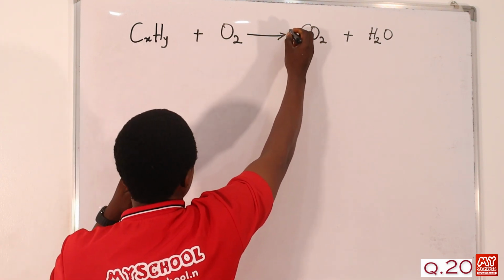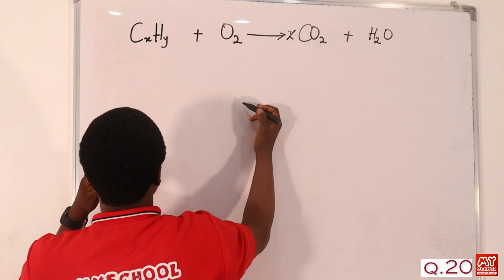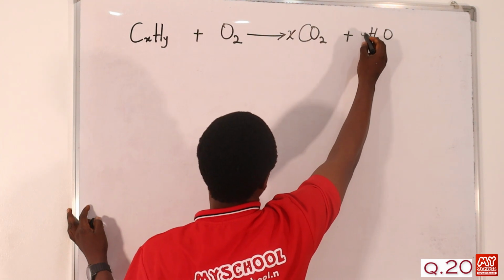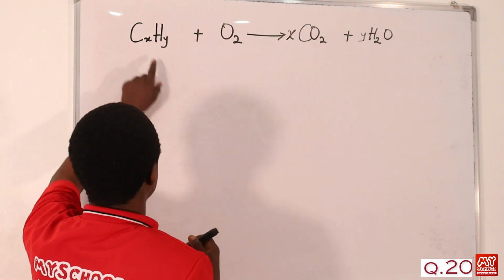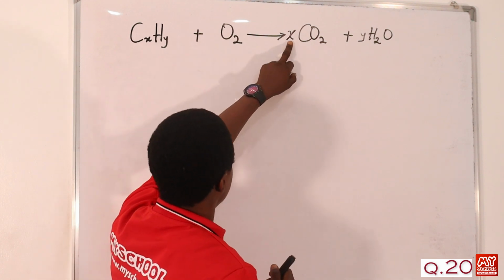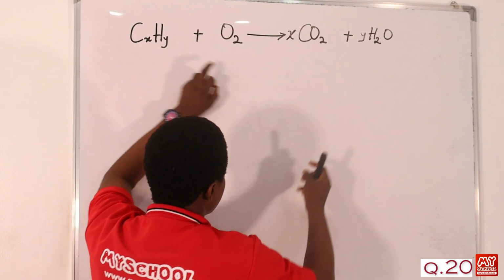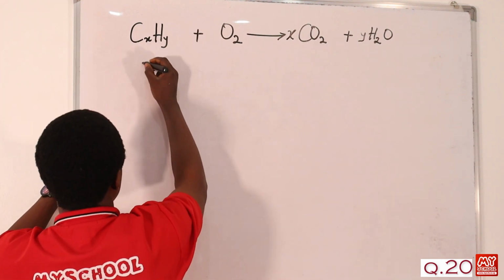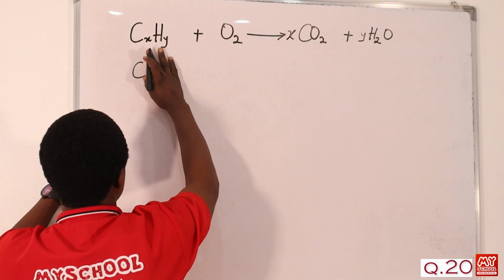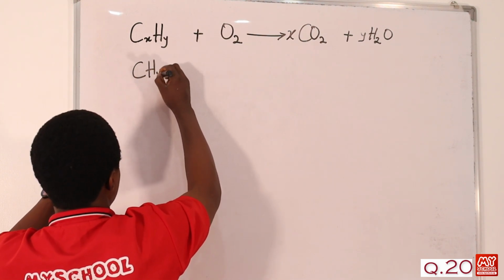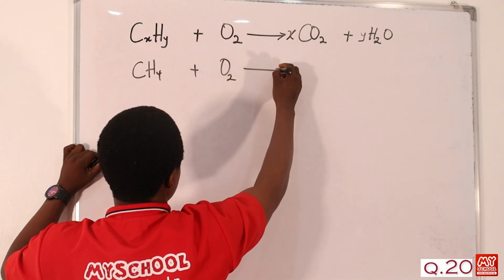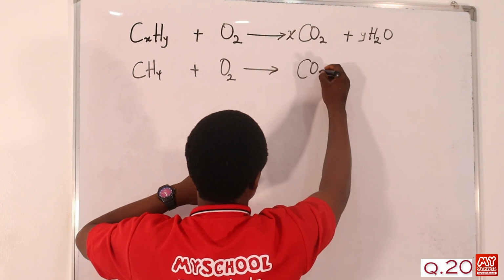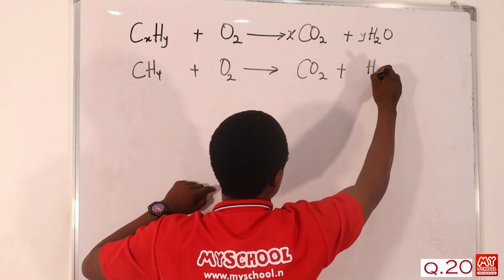All the carbon atoms you have here will be formed here, so I'm going to have x here. Then all your hydrogen will be formed in this water, so I will have y here, to show that all the carbon you have here should be formed here, and all the hydrogen you have here will eventually be formed here. Let's use methane, CH4 plus O2. Of course, we must have CO2 and H2O.